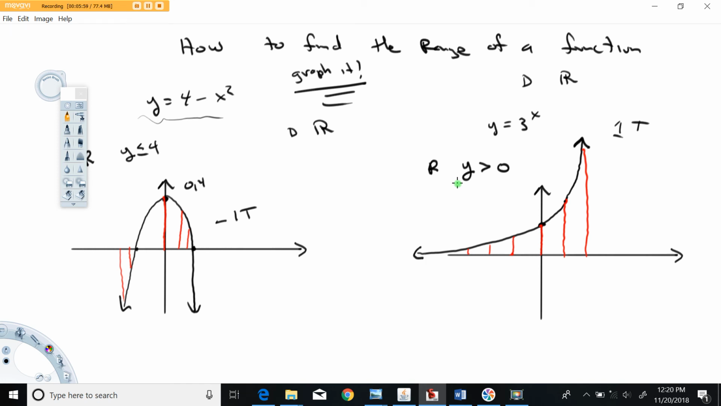So the point of this video is to get an idea of how to find the range of an algebraic function. My quick answer is graph it, and then you look at the possible y values coming out of that function. I hope that this helps demonstrate these concepts.